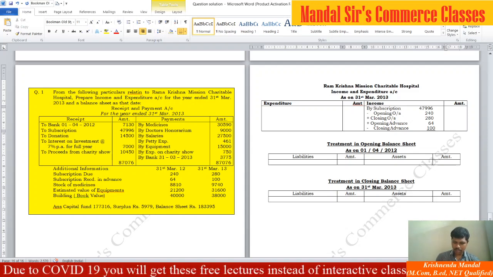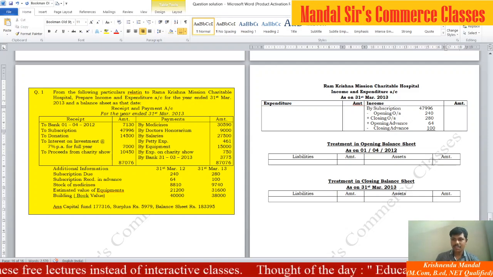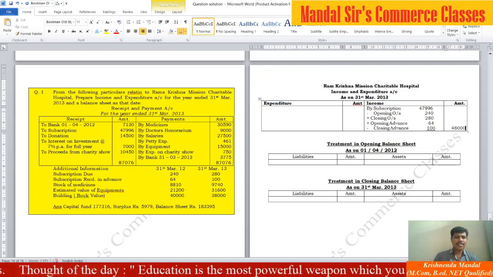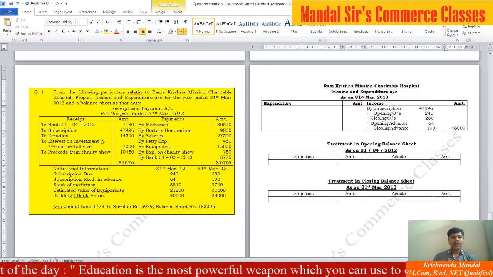47,996 plus minus 240 plus 280 plus 64 minus 100 is equal to 48,000. So in the outer column we will show 48,000. Simple. Next, after this point, donation.